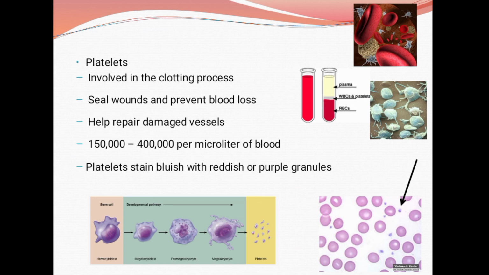As I already told you, these platelets are involved in the clotting process, and they also seal wounds and prevent blood loss. They also help repair the damaged blood vessels, and these platelets stain bluish and reddish color on staining. This was all about the structure and function of the blood cells, and that's the end of today's video.